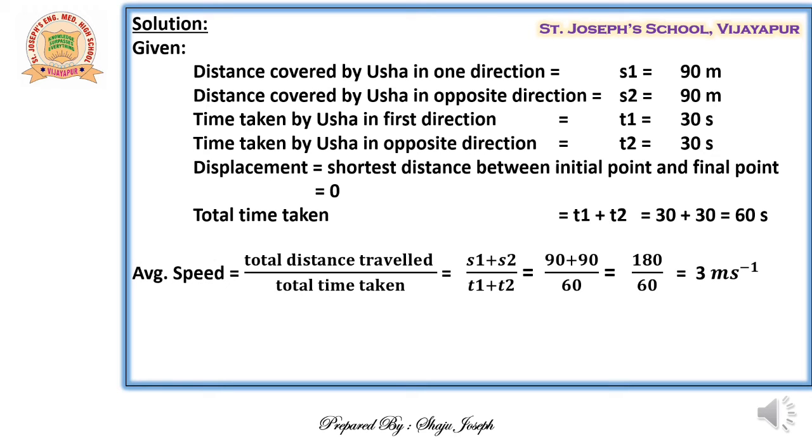So let us see how to apply the formula. Formula of average speed. The first part they have asked is speed. So average speed is total distance travelled by total time taken. We have covered this type of problems in previous videos. You could refer to those videos also.